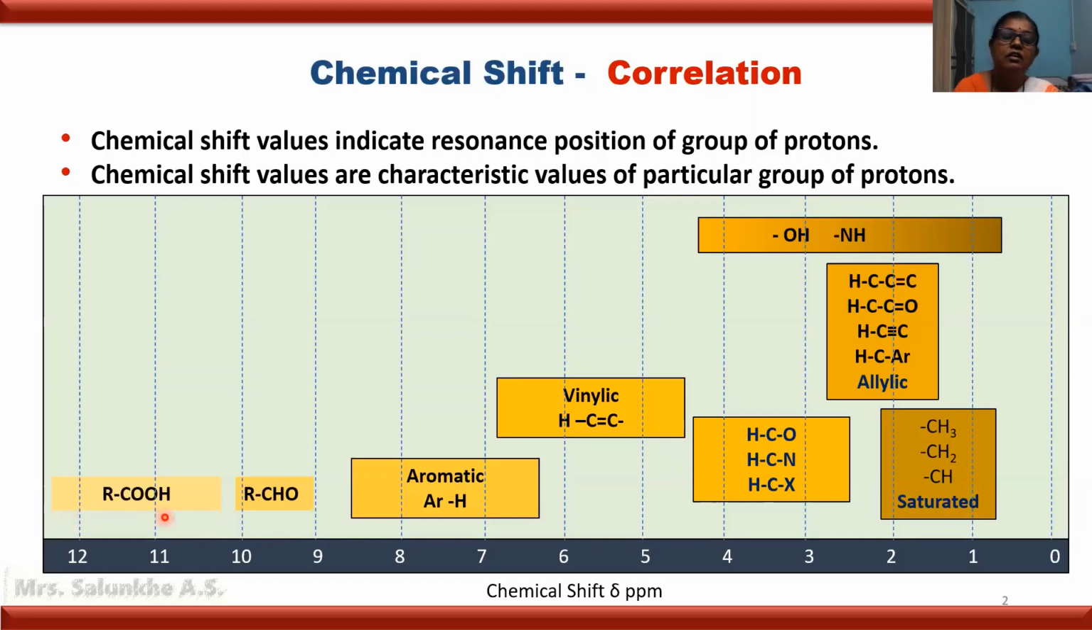These are the ranges of chemical shift values for particular groups of protons. For example, in the NMR data, if there is a signal of a proton between 9 to 10 delta, that indicates the presence of an aldehyde group. That is, the correlation data indicates that for a particular group of protons, there are characteristic chemical shift values. And which factors affect chemical shift values, that we are going to study.